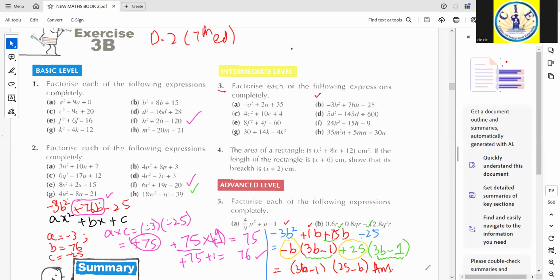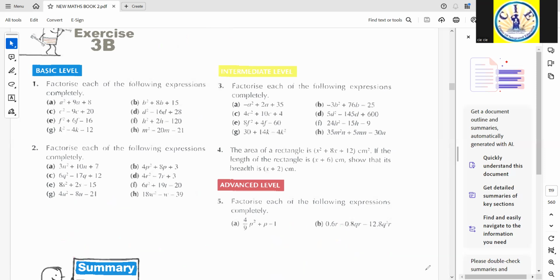Okay. In the same pattern, we can do other parts also. Let me solve its part number D, for example.